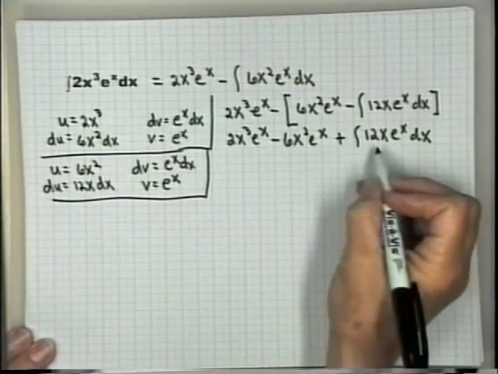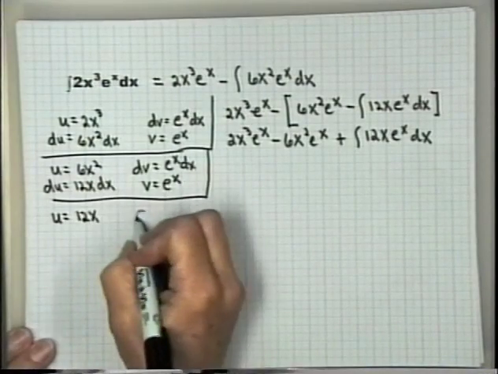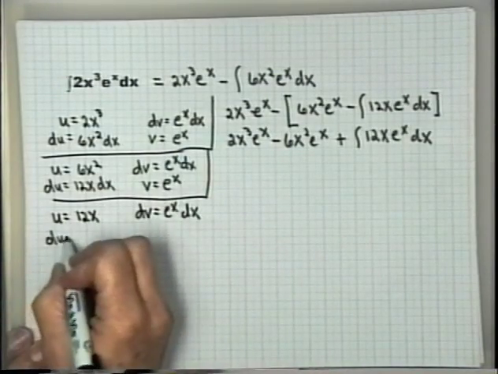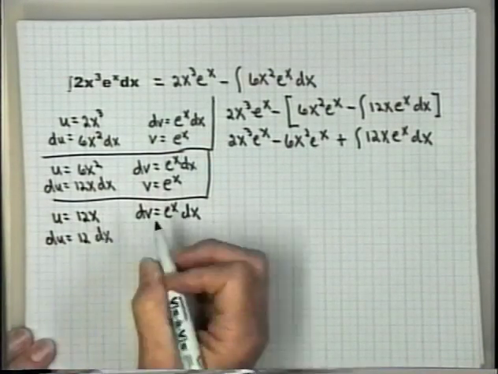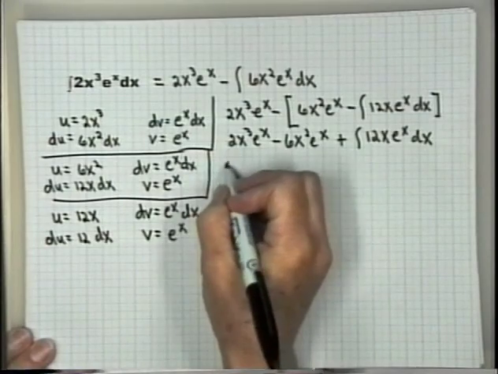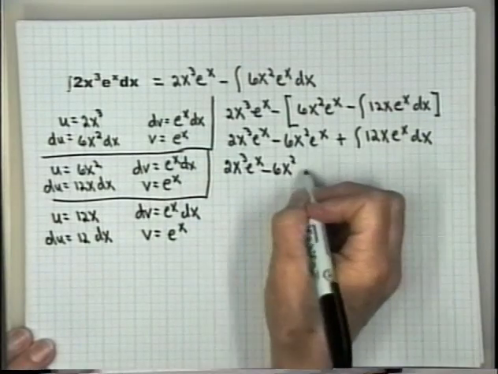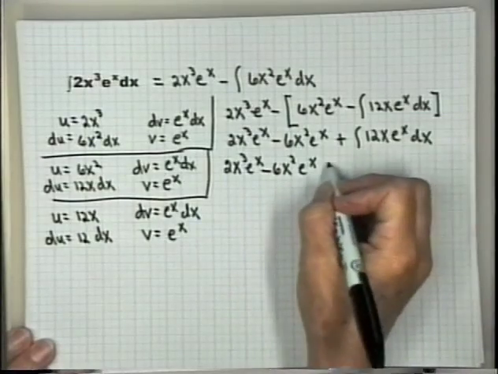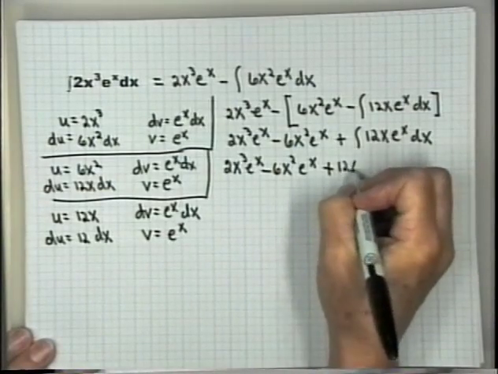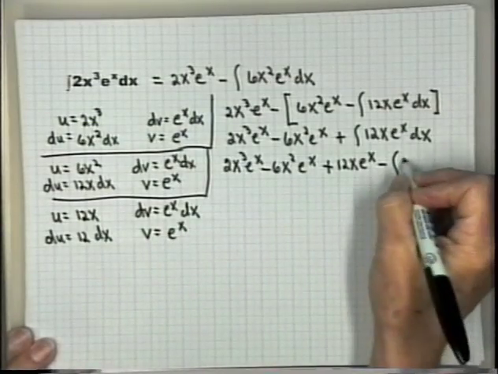Now you might guess. Parts again. One more time. U equals the 12x. dv equals the e to the x dx. So du is 12 times dx. And when you integrate here, v is e to the x. Alright, so I have 2x cubed e to the x minus 6x squared e to the x plus, okay, for this one, the parts, u times v, 12x e to the x, minus the integral, v times du, 12 e to the x dx.